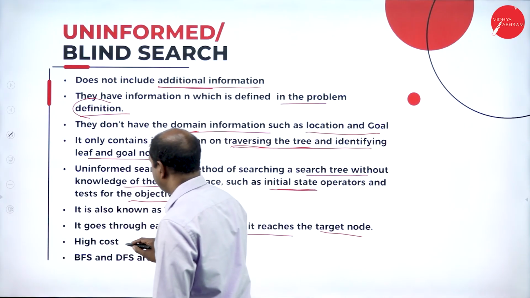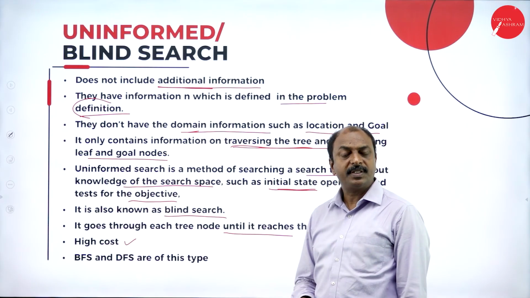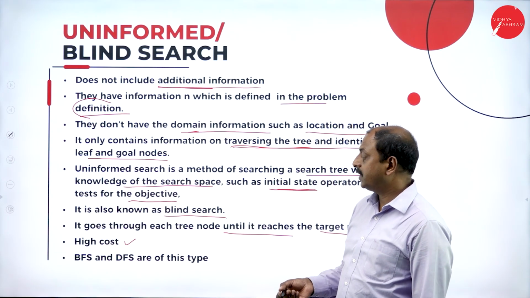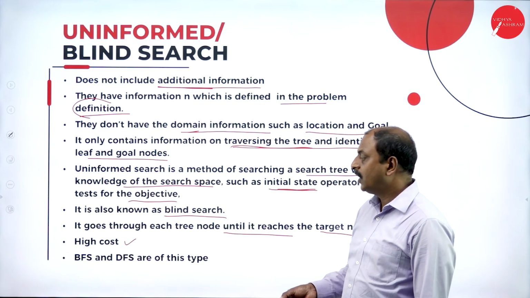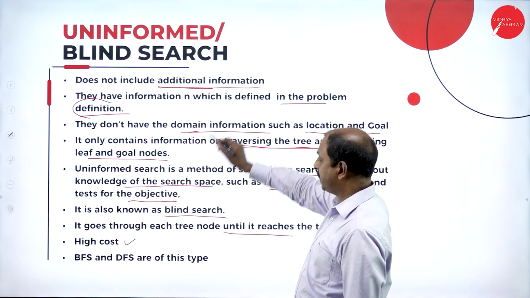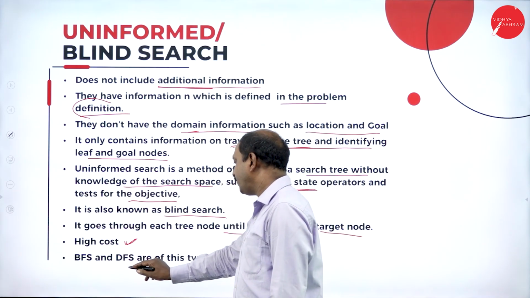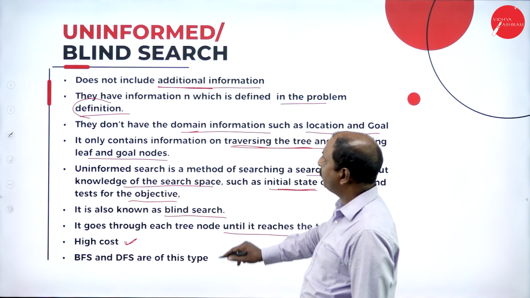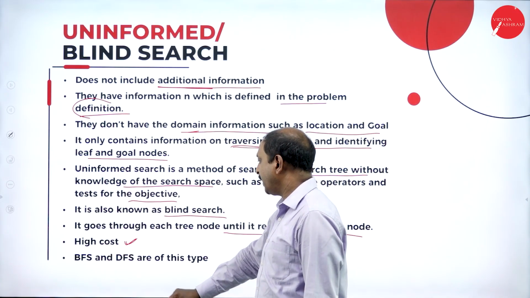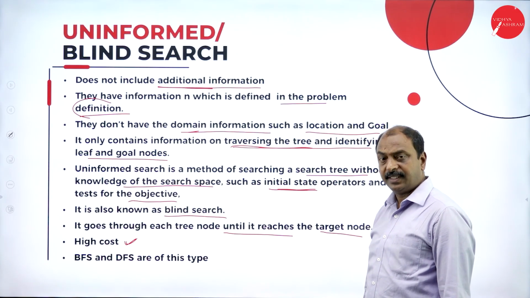Next point is that it has a high cost. What we are talking about with high cost, as you have seen in the previous slide, is that each and every path has a cost value. It is a numerical number, an integer. Based on that, we have to decide the cost. So this uninformed search is of high cost. Then BFS and DFS are examples of uninformed blind search. Breadth first search and depth first search are the examples for uninformed blind search.